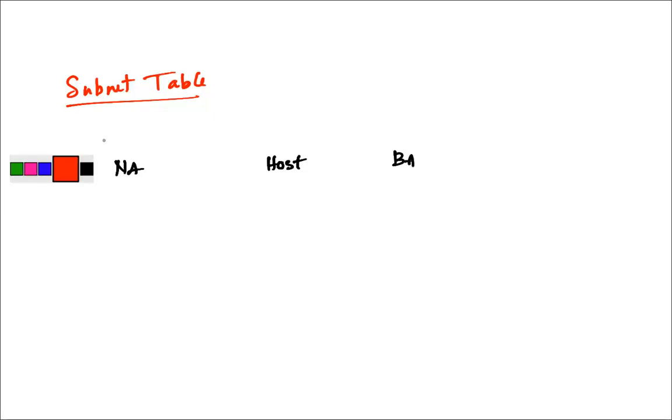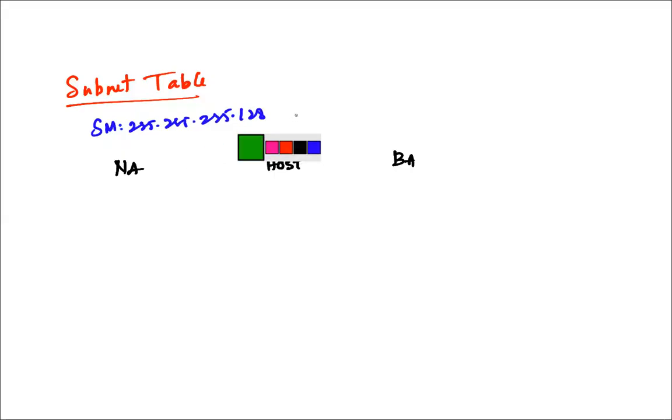So let's try to understand this in another table. We're going to call this a subnet table. In the subnet table we're going to have the network address, the host, and the broadcast address. Just a table. So what is the subnet mask? The subnet mask is 255.255.255.128. This is the mask. Now, what is the combination?